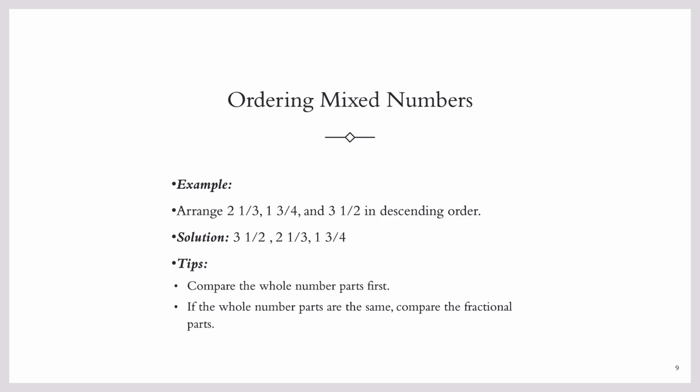In this case, we have all the whole number parts different. So we are going to put them in order of 3, 2, and 1. So it becomes 3 whole 1 over 2, 2 whole 1 over 3, and 1 whole 3 over 4.